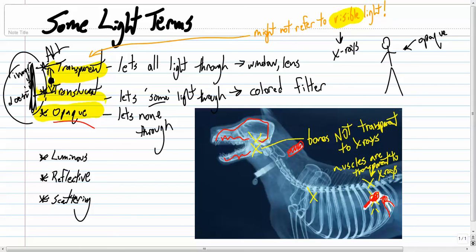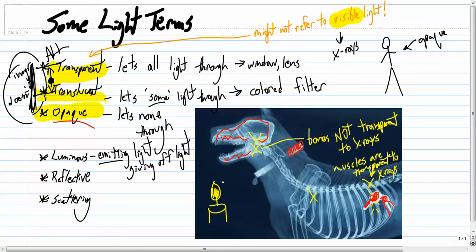Okay, so now getting down to these bottom three terms. These should go pretty fast. If something is luminous, that means it is emitting light. And if you don't like the word emitting, how about this? If something is luminous, it is giving off light. Something that is luminous would be like a candle. A candle flame is giving off light, so it is luminous. Or maybe the sun. The sun is luminous because it's giving off light.